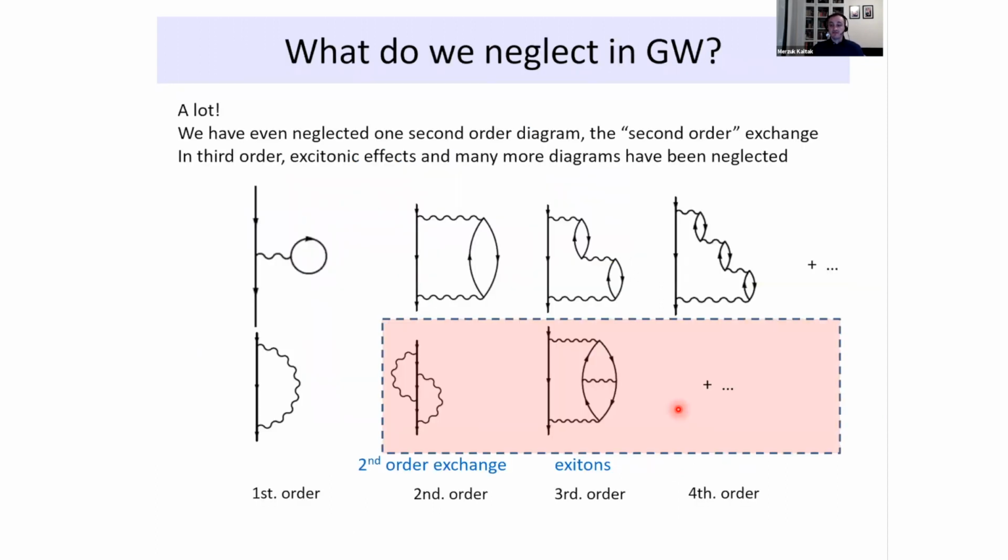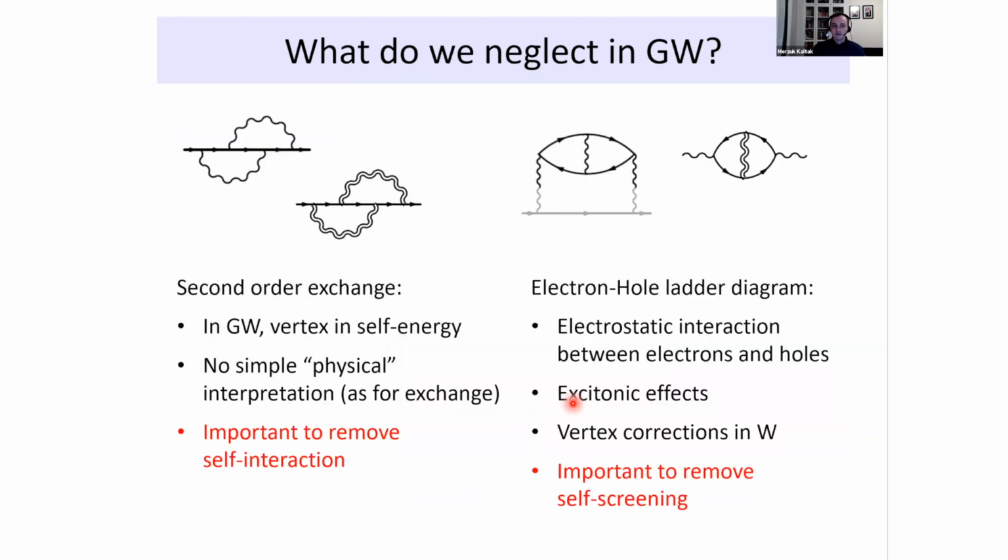So which terms in GW do we neglect? So which terms in the GW self-energy, to be precise, are neglected? And the short answer, actually, a lot. So even the second order terms like this second order exchange term are swept under the rug, or third order terms like these ladder diagrams are neglected too. All in all, you can class those missing contributions into two subcategories.